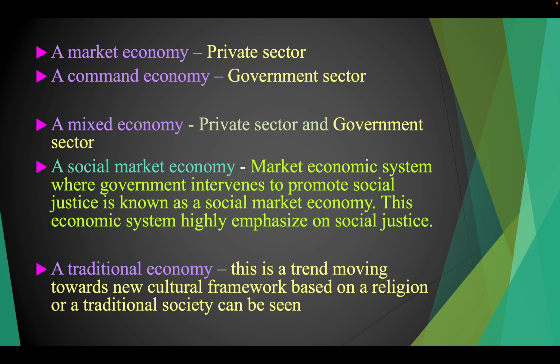Then a social market economy means a market economic system where government intervenes to promote social justice. This economic system highly emphasizes social justice. They are concerned more about social justice. So that is a market economy, but high government interference can be seen. Then a traditional economy. This is a trend moving towards a new cultural framework based on a religion or traditional society. Cultural framework and religion or traditional society. That is a traditional economy.